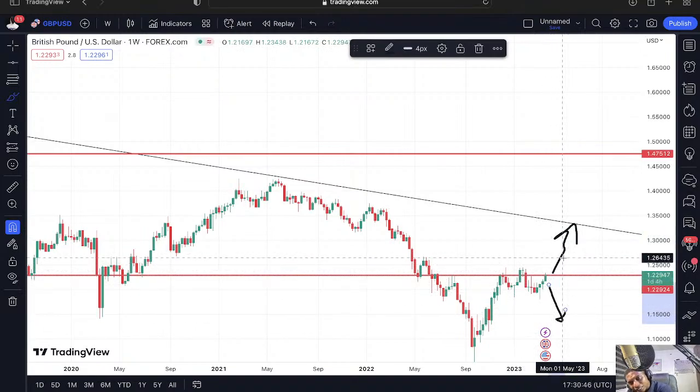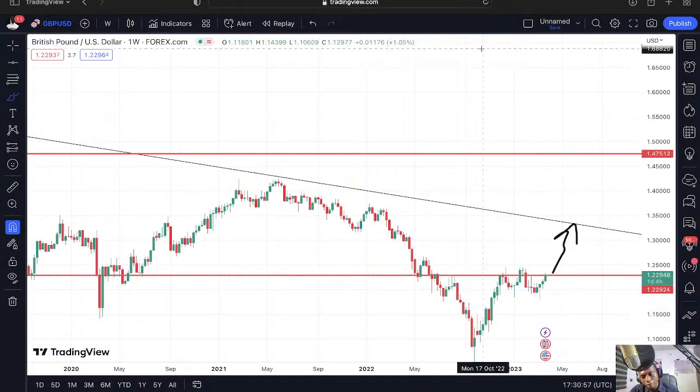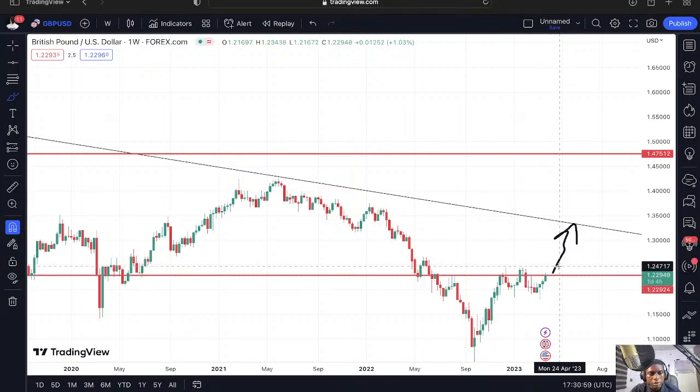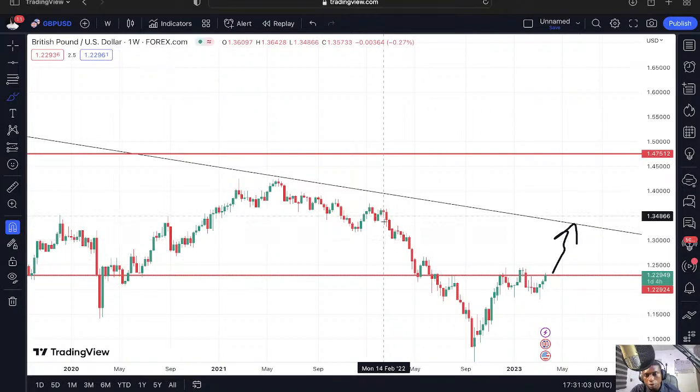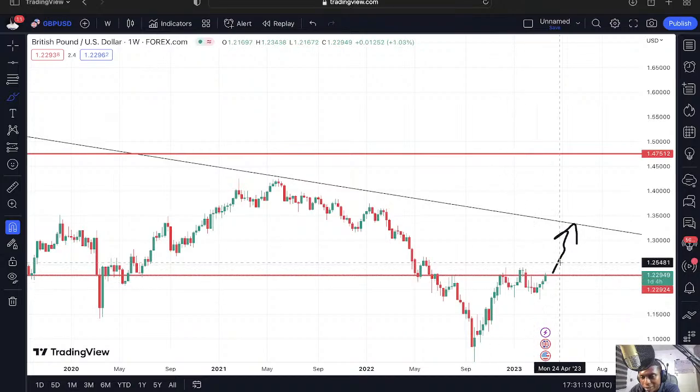There are higher chances that price will go up than it will go down here. Yes, there are higher chances that price will go up and it will not go down. Because if you look at it now, price is lingering around this support level.